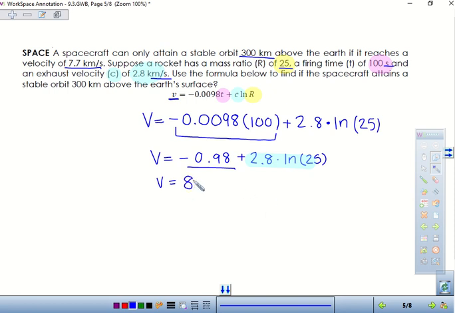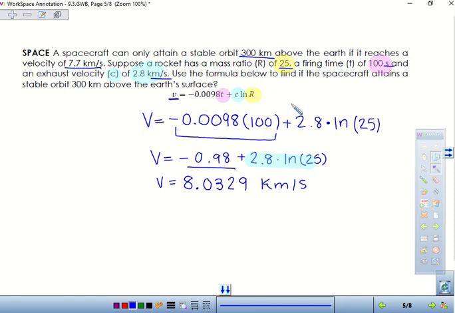And I'm getting 8.0329, and that would be kilometers per second. So that's my velocity. All right. So now that I've got the velocity, I need to figure out if this spacecraft would attain a stable orbit.